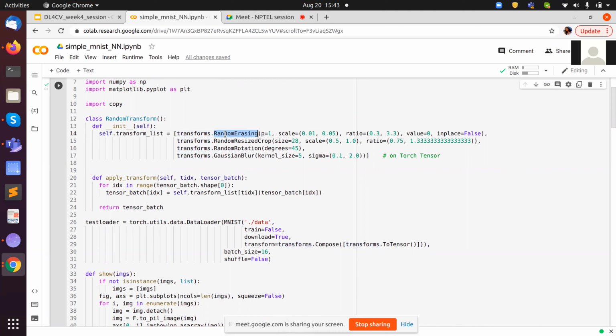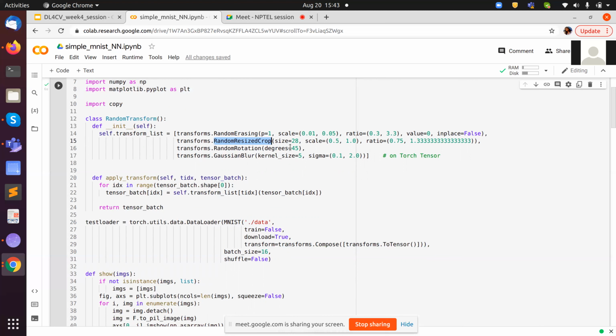One is this random erasing, where a small patch of the input image is randomly selected and its value is changed to 0. The second augmentation we saw is random resized crop, in which a small subset or a small patch of the image is randomly selected and is resized to the original size. So the ratio here ranges from 3/4 of the image. So it basically selects that 3/4 of the image and then it resizes it.